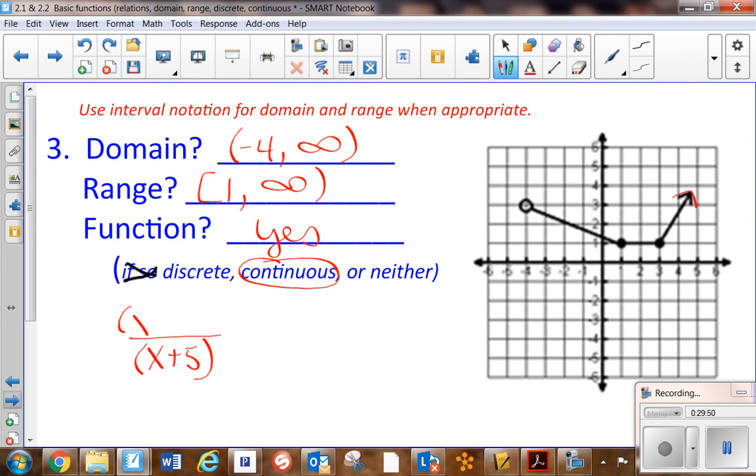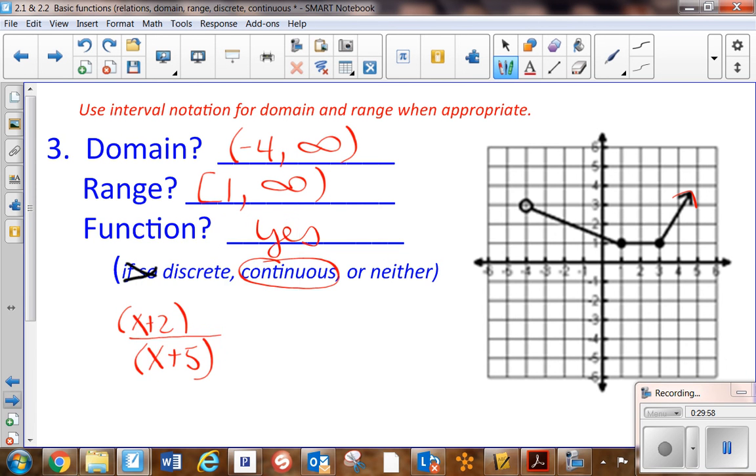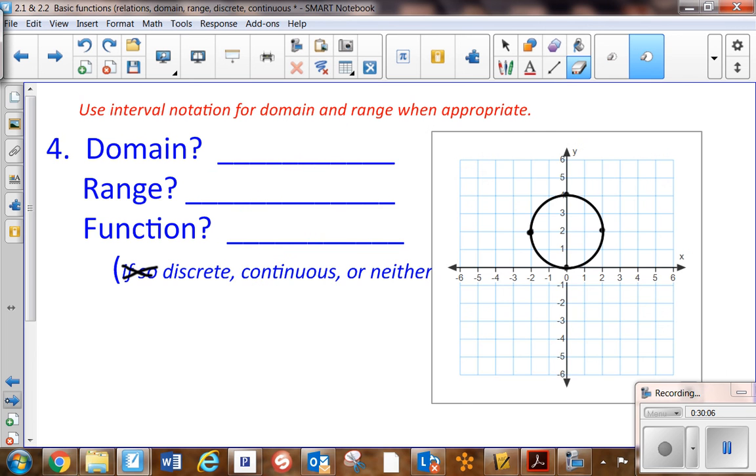Let's say we have this that we're graphing. If I put a -5 in for x, it would cause my denominator to be 0. So I can't use a -5. So I have to put an open circle. We'll get to all that later, but that's what that is. Okay. Circle here. Is it a function? No. Continuous or discrete? Yes.